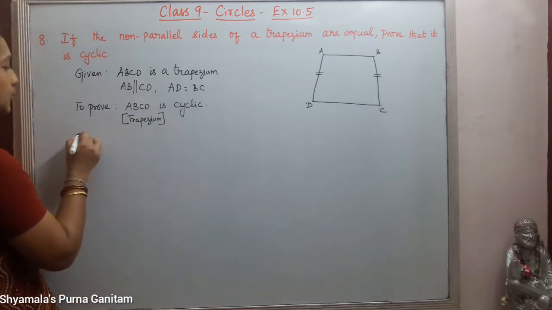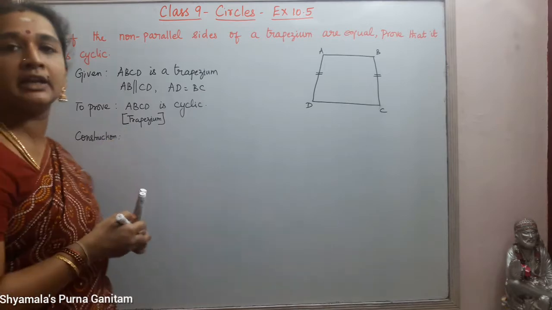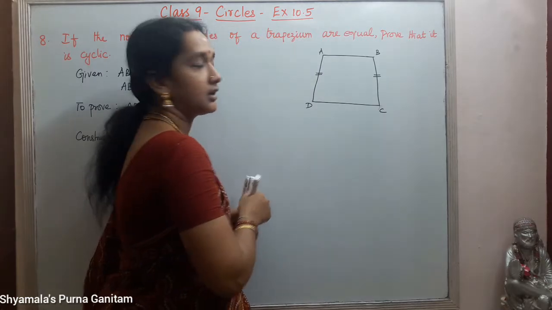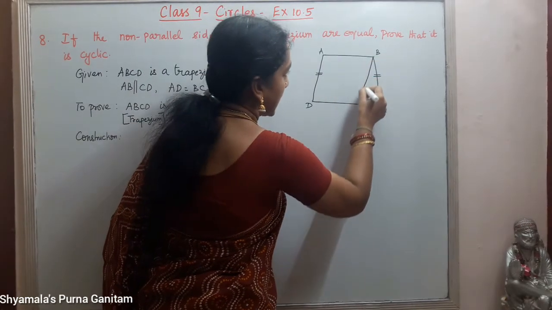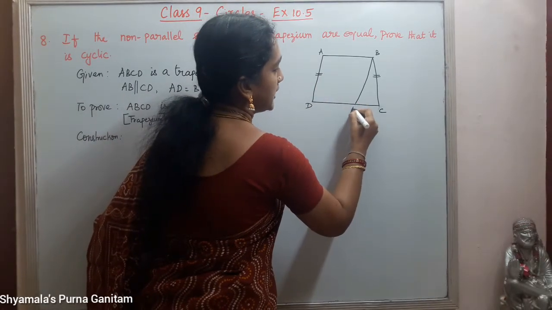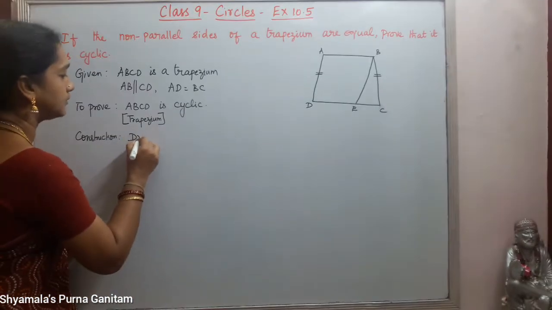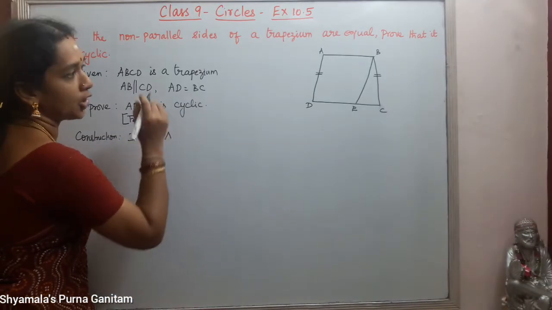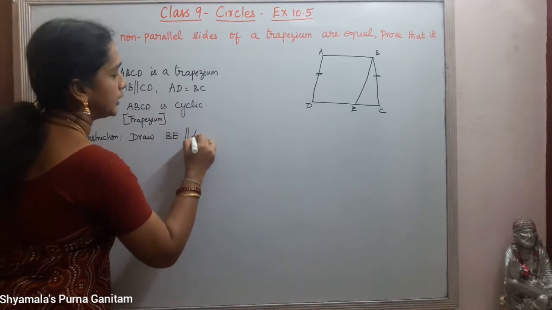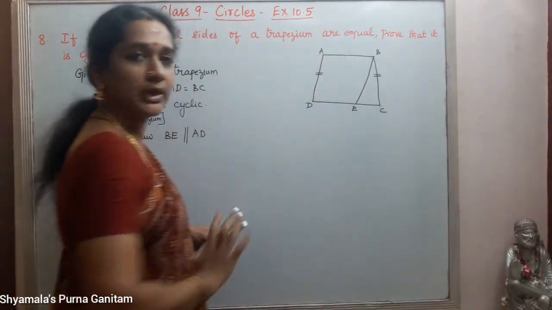Okay, then for proving this, we will construct a line parallel to AD through B. We will draw a parallel line to AD, that is, BE parallel to AD. So draw BE parallel to AD.